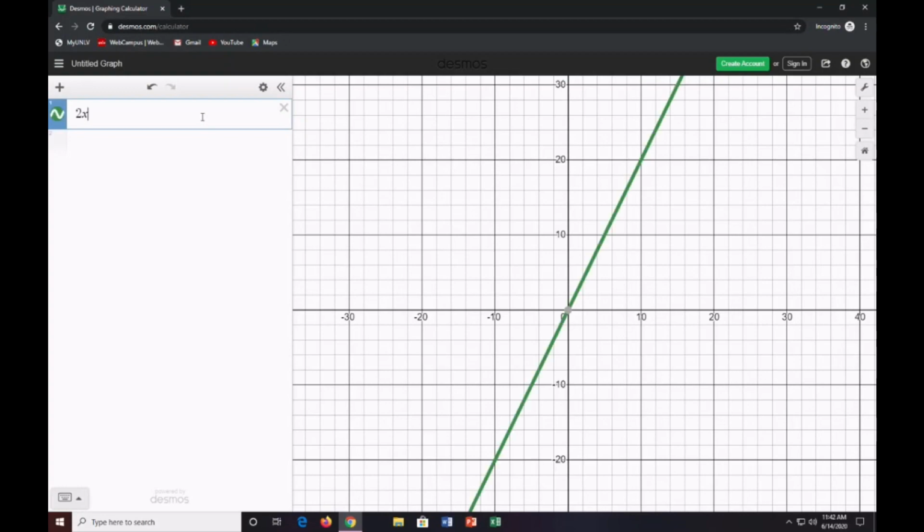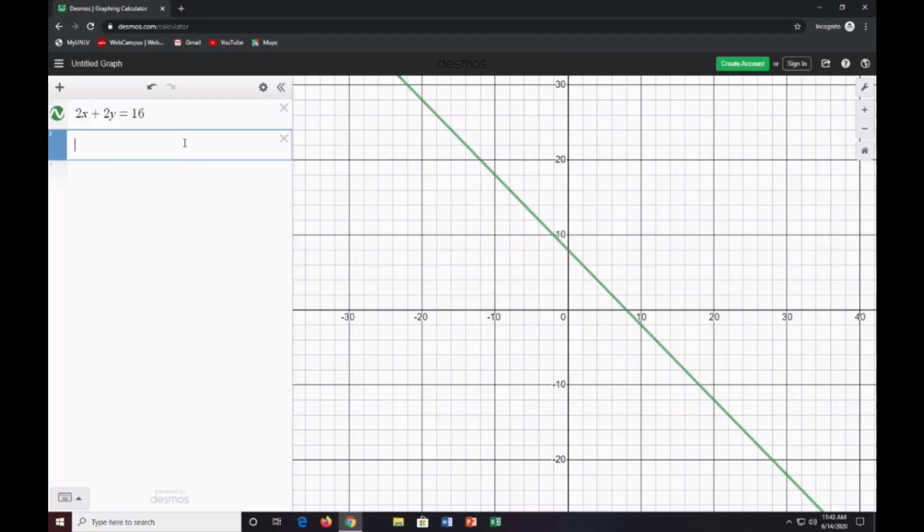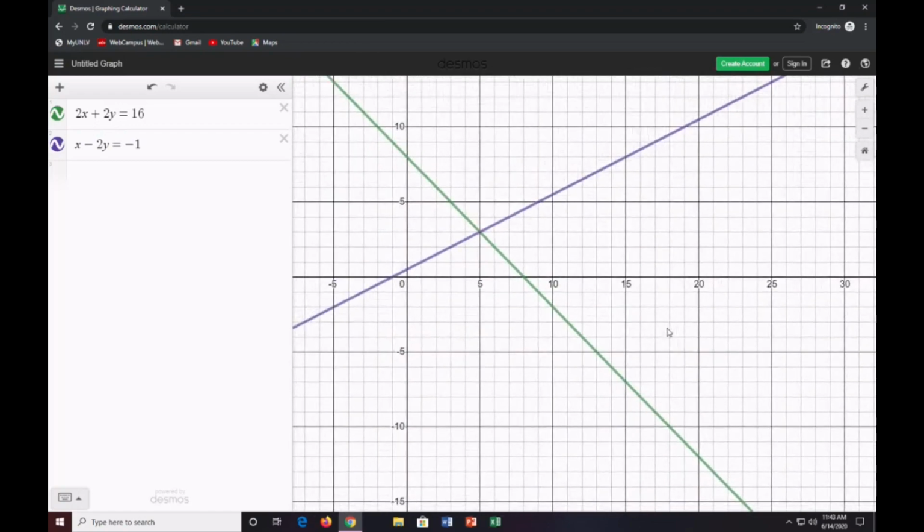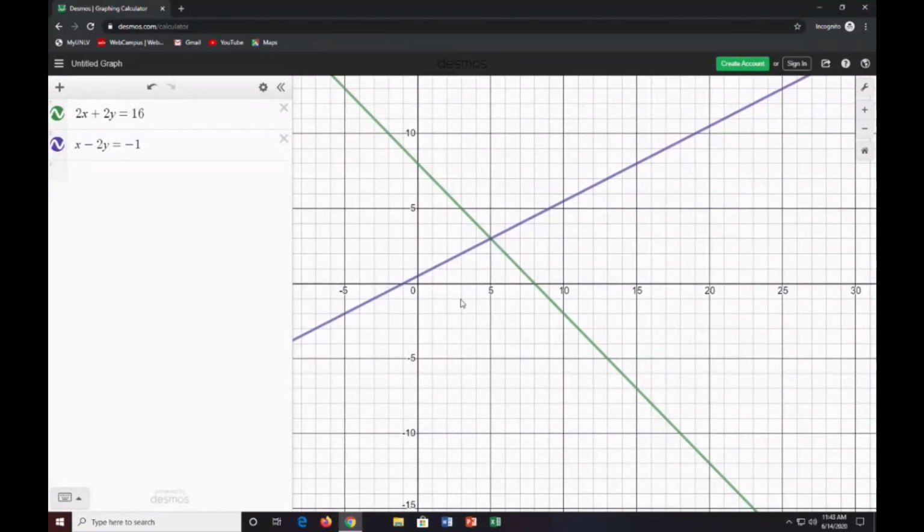So we have 2x plus 2y equals 16. x minus 2y equals minus 1. So let me zoom in on that. Clearly they intersect at some point, right?